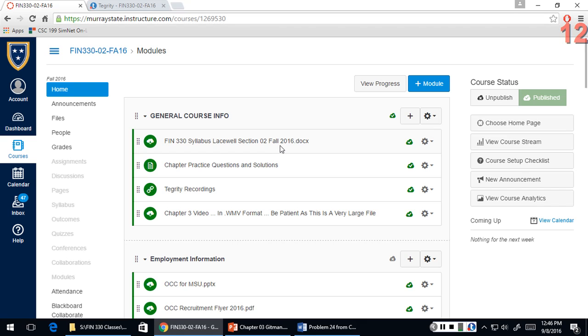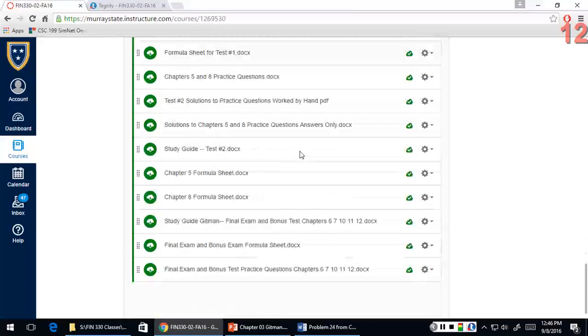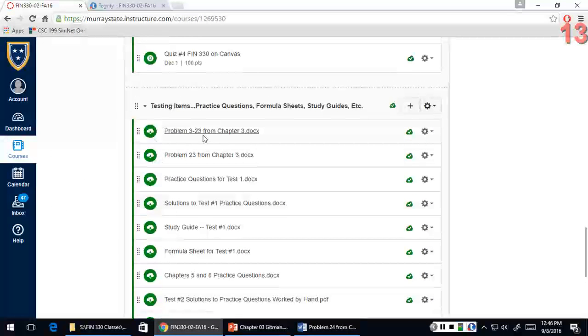Actually, I haven't changed it on Canvas yet, but if you go down to the information, it says problem 3-23 from chapter 3. This is the solution, so I'll get to that in just a minute, but this is actually problem 24. That's the great thing they do with new editions of books. You think they've rewritten everything. Well, they don't. They just change problem 23 to problem 24 and charge you for a new book. So that is problem 24, and it talks about Zach Industries.